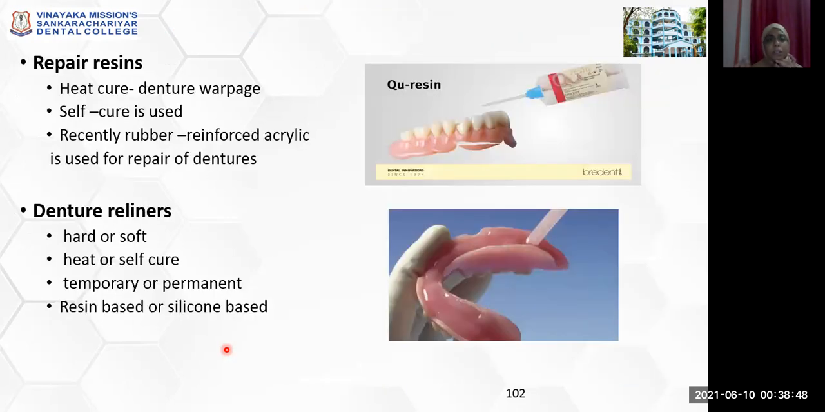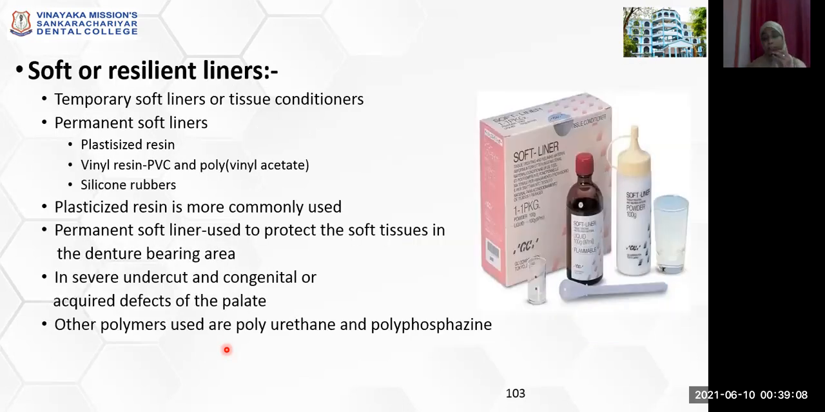Especially if you take repair resin, rubber reinforced acrylic has been used for repair of these resins. And we have also been using denture base resin as liners, by incorporating silicone based materials. You have resilient liners which are of soft type, which can also act as tissue conditioners. You have soft liners which are temporary, and you also have permanent soft liners. If it has to be permanent, then you add silicone to it. It can be in the form of polyvinyl acetate or silicone.